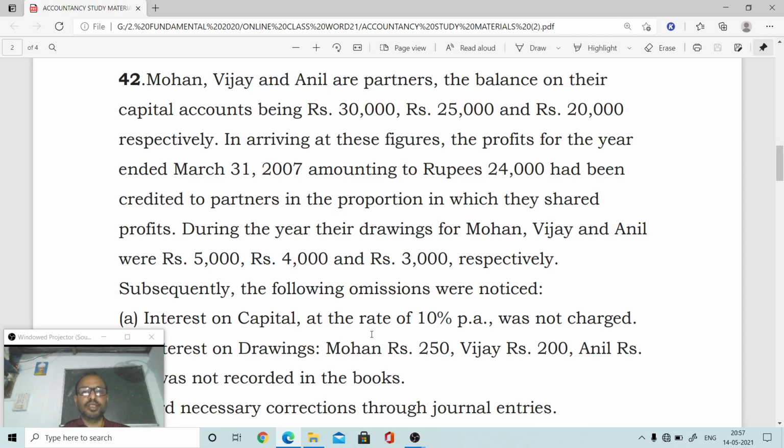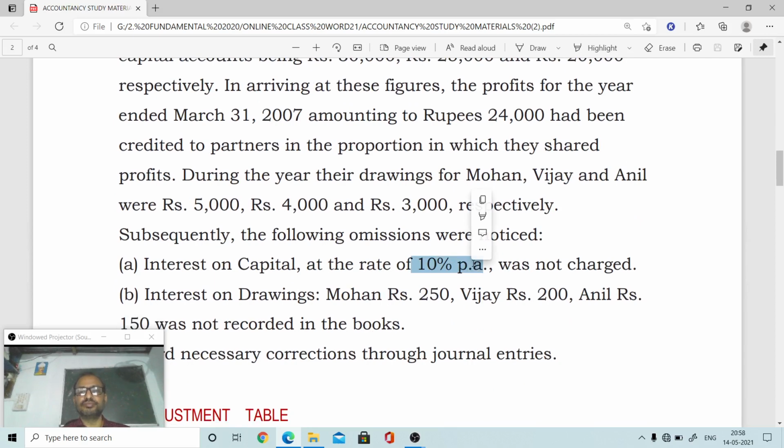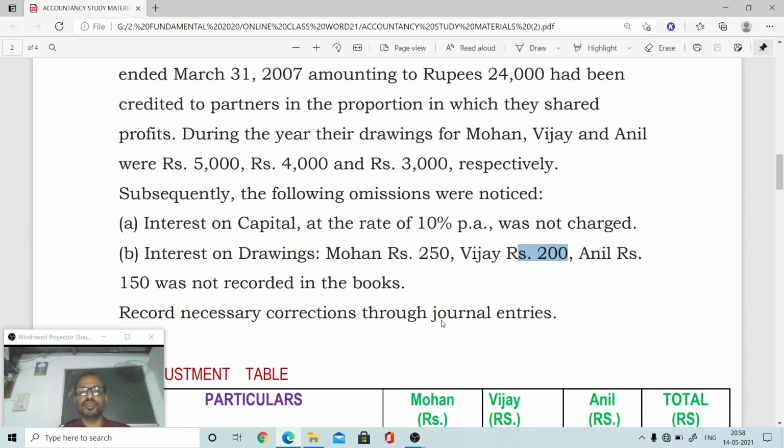Now practically they made this mistake: they ignored interest on capital, which is 10% per annum, and we know that generally interest is charged on the opening capital. So you have to find the opening capital from the closing capital, as well as the adjustment of net profit and drawing. They also ignored interest on drawing: the first partner, Mohan, is charged 250, second partner Vijay 200, and third partner Anil 150. We have to make one adjustment entry. So first of all we will find the opening capital. After that we can charge the interest on capital, and then we can show the interest on drawing.